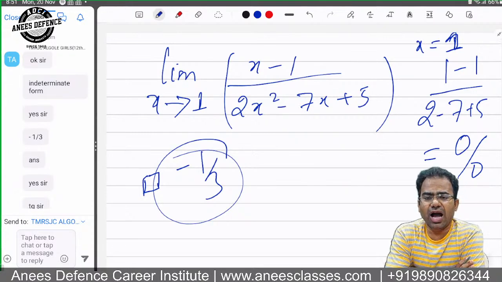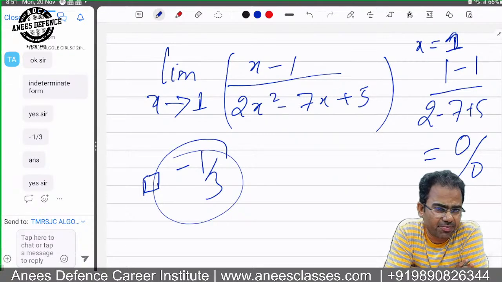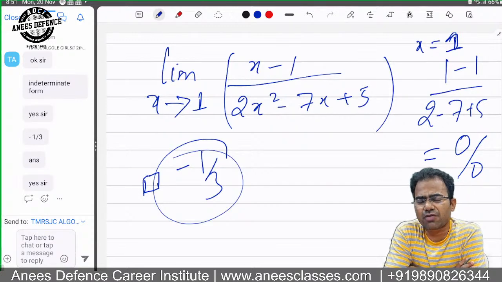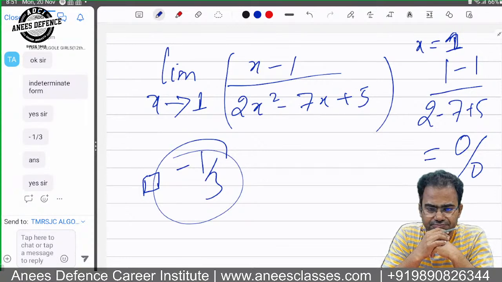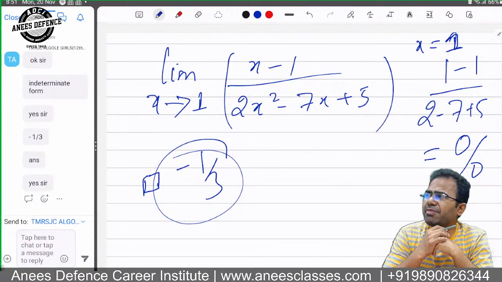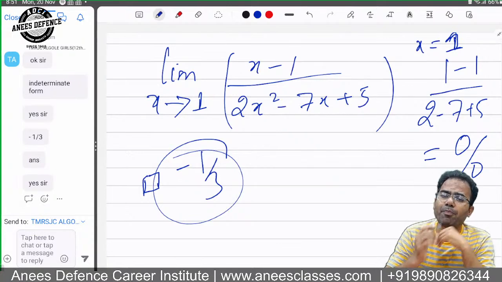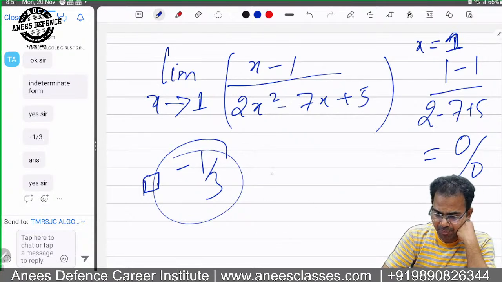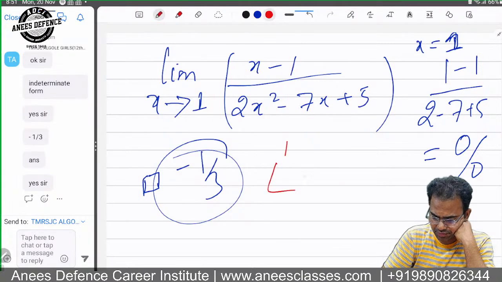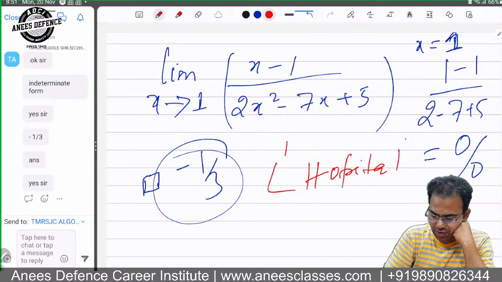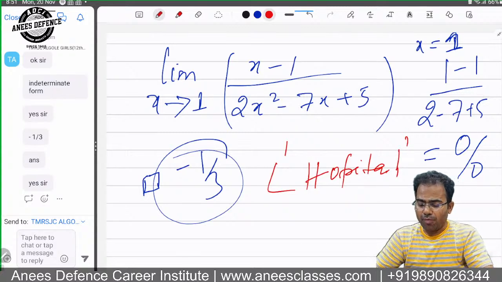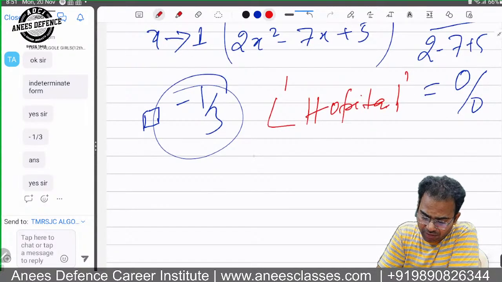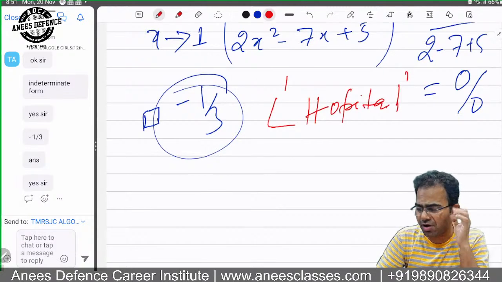Okay. I'm saying there are two processes to find the limit of these questions. The one process, the board method, is called the factorization method. And the other method is called the L'Hopital method. L'Hopital method only is used for two forms. We have 7 indeterminate forms. Okay.